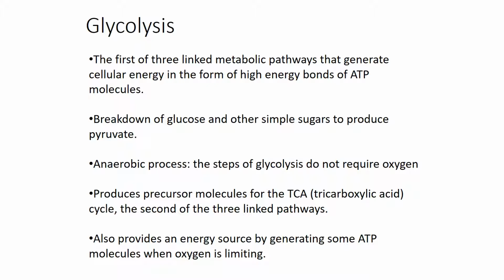So the product of glycolysis, pyruvate, is then converted to acetyl-CoA, which can enter the citric acid cycle, which is the second of these three linked pathways, and is also a source of energy when oxygen is limiting.